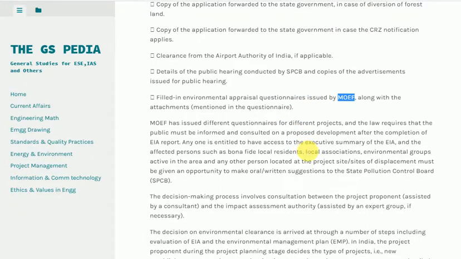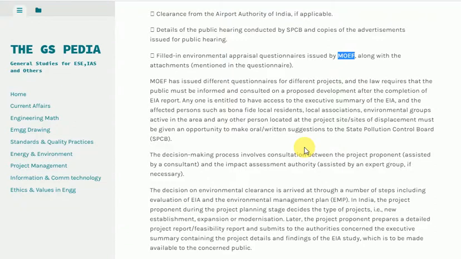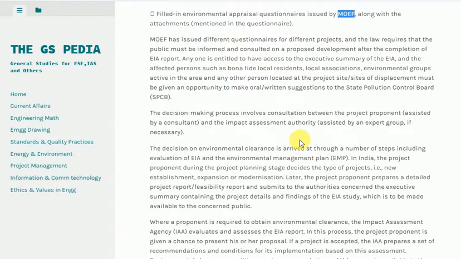MEF has issued different questionnaires for different projects, and the law requires that the public must be informed and consulted on a proposed development after the completion of a report. Anyone is entitled to have access to the executive summary of ESE, and the affected persons such as bona fide local residents, local associations, environmental groups active in the area, and any other person located at the project site/sites of displacement must be given an opportunity to make oral/written suggestions to the State Pollution Control Board (SPCB).